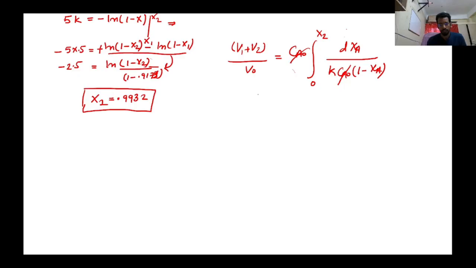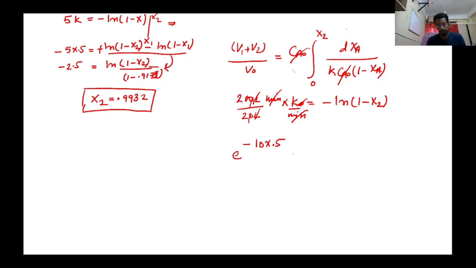Ca naught will cancel out, it becomes 200 liters. And minute liter upon V naught is 20 liter per minute into k, equal to minus ln(1 minus x2). So liter and minute cancel out. 10 into 0.5 equals minus ln(1 minus x2), so 1 minus x2 equals e to the power minus that. So from here x2 is 0.9932.